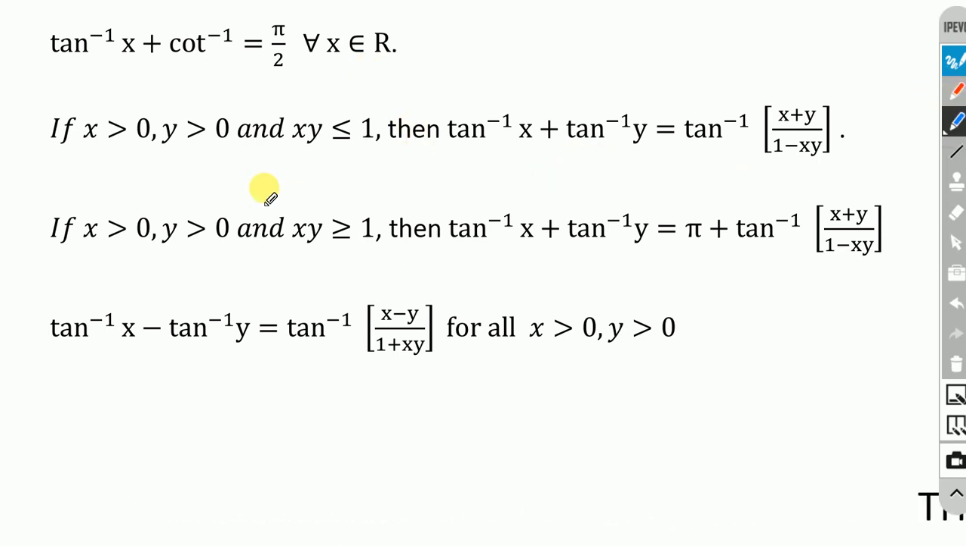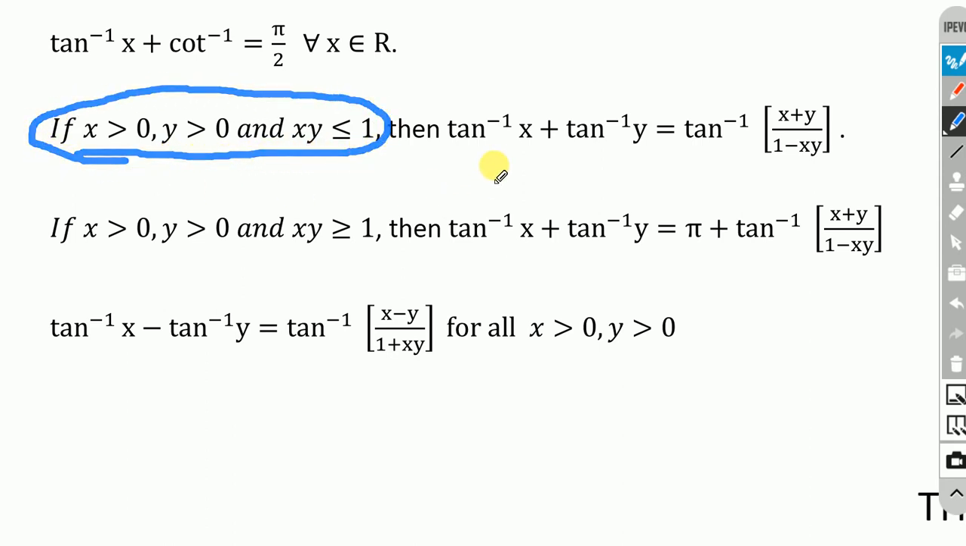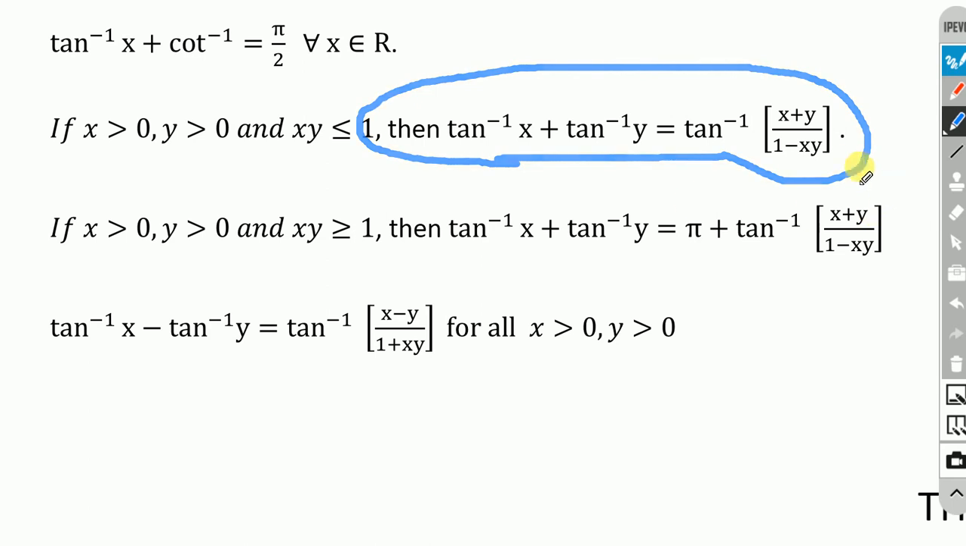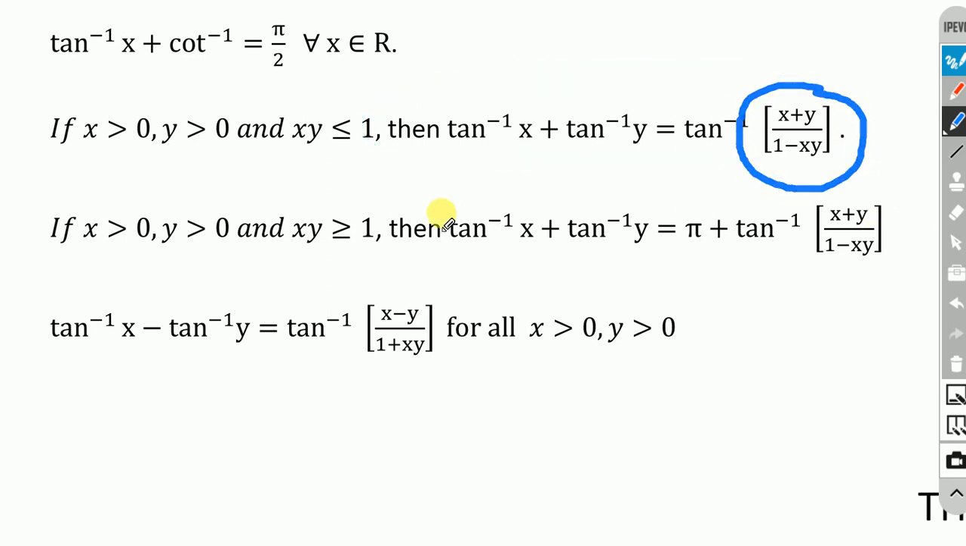Here, if x greater than 0 and y greater than 0 and xy is less than or equal to 1, with this condition, tan inverse of x plus tan inverse of y will be equal to tan inverse of x plus y by 1 minus xy.